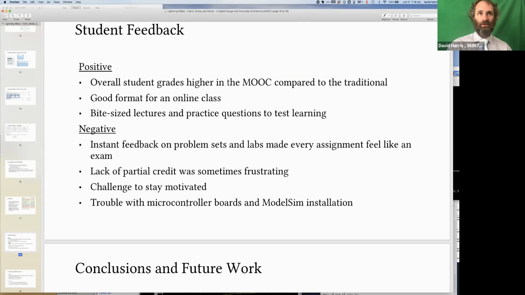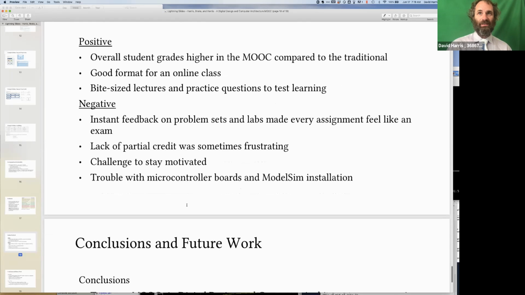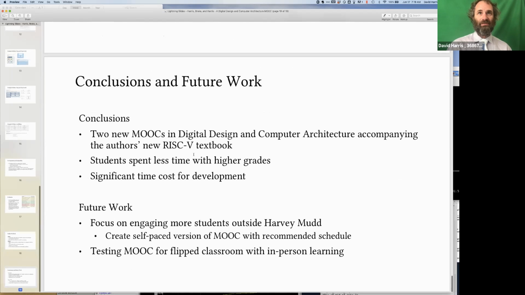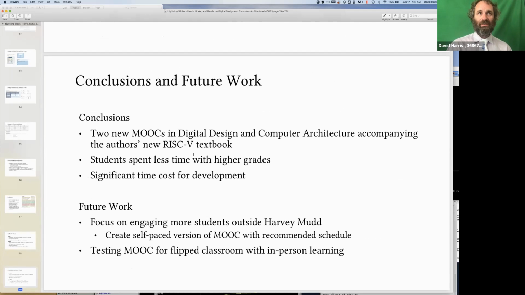Many students reported a challenge of staying motivated with the online learning, and we had the challenges getting software up and running remotely. So we're going to keep this material available as associated with the textbook and create a self-paced version of the course. The Harvey Mudd schedule is so fast, it's difficult for somebody working remotely on their own to try to keep up with the course on this pace. So we'll bifurcate into a self-paced version and then a version that we'll continue to use in our Harvey Mudd class. That's the Lightning version.